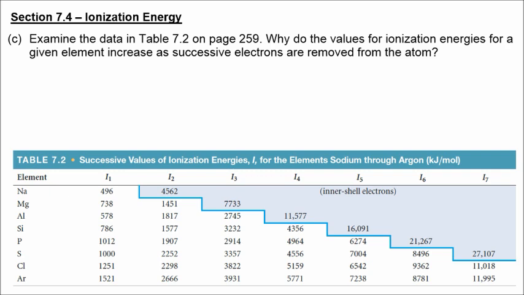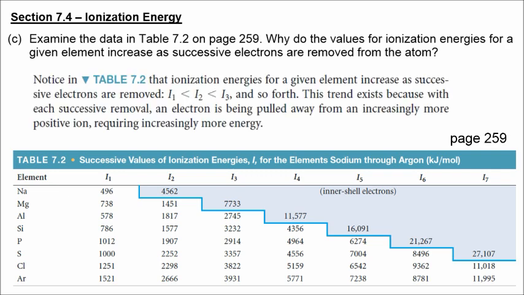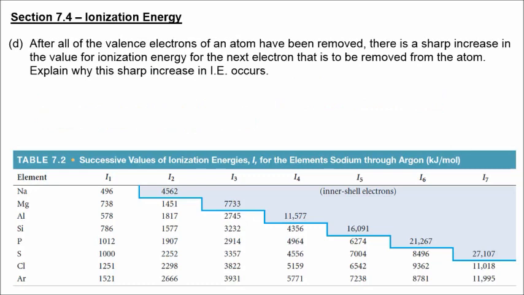Now we're looking on page 259 at table 7.2, and the first question that we're asking about these successive values of ionization energies is why do they tend to increase for a given element? And the answer, as you can see on page 259, is that with each successive removal of an electron, we're now pulling an electron away from an increasingly more positive ion. So that means that it's going to require more and more energy to remove a negatively charged electron from a more positive ion.